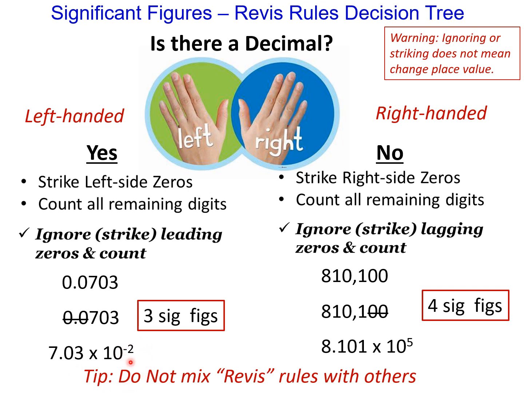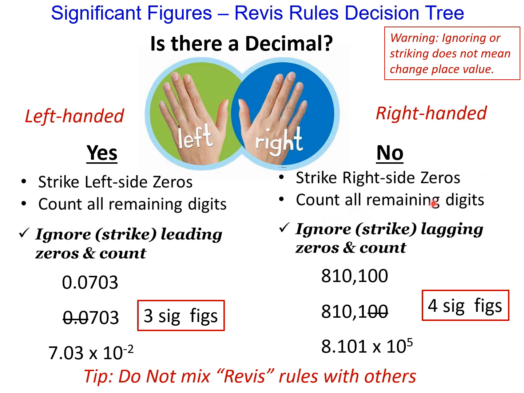The 10 to the minus 2 simply tells me the place value. I do not use place value for determining sig figs. Let's ask the question again. Is there a decimal? No. Therefore, a right-handed decision, meaning we strike the right side zeros. These zeros are the ones we strike on the right side.